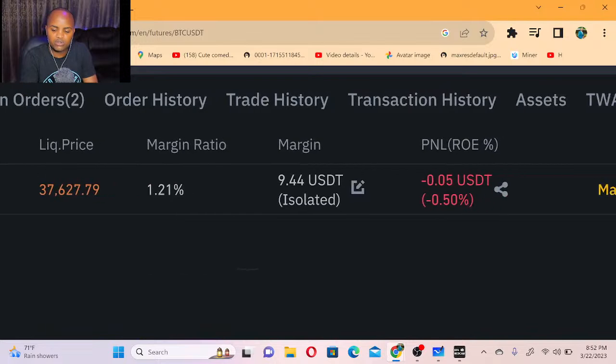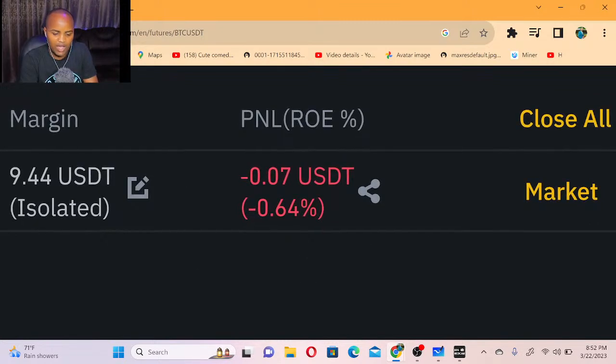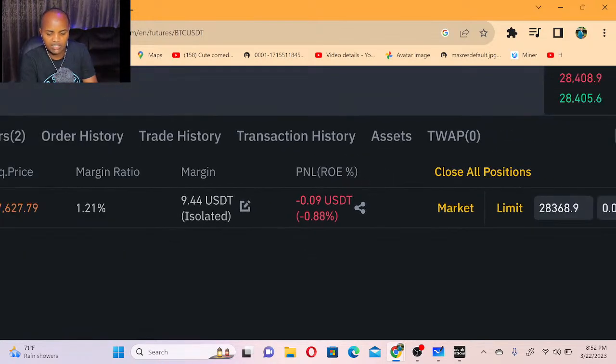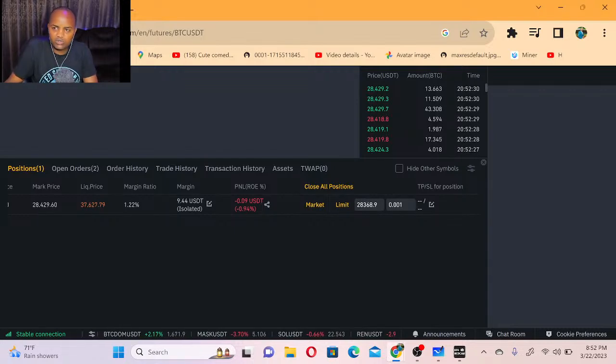But remember, $12 is actually very small. But with that small amount of money, you can see I'm not losing a lot, because actually it is now at negative 0.07 USDT. Okay, so that is a very small amount of money. Now remember, this is what you can look at also.